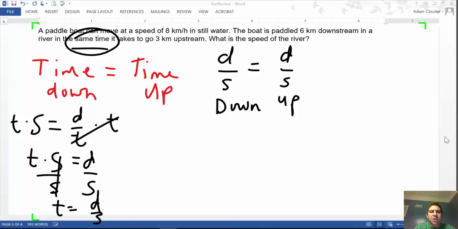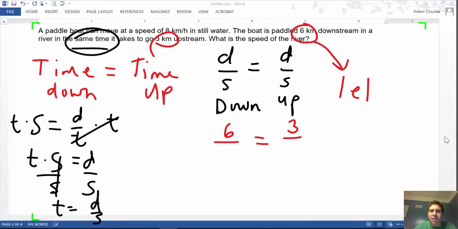Look at the story problem. Distance going down is 6. And distance going up is 3. Now remember, if we go upriver, we're going against the current, so we're going to have to subtract something. If we go downriver, we're going to go with the current, which will make us faster, so we'll have to add something. So the first thing I've got to do is say, wait a minute, I need a variable. How about we say let x equal the river's speed.